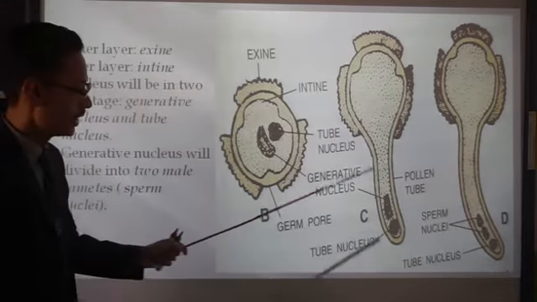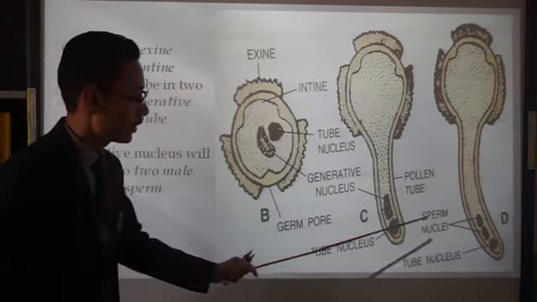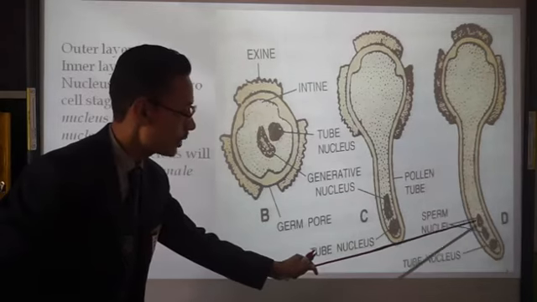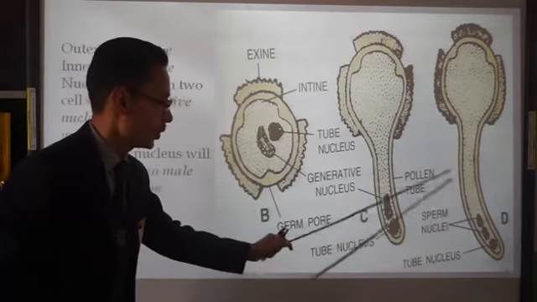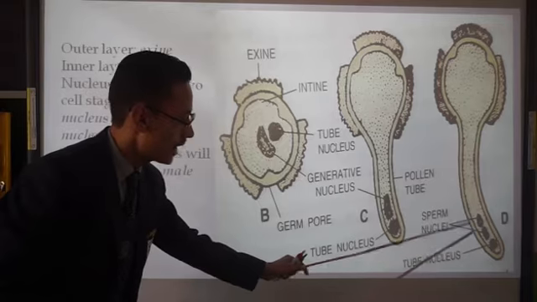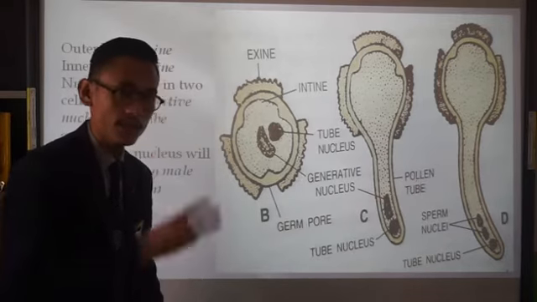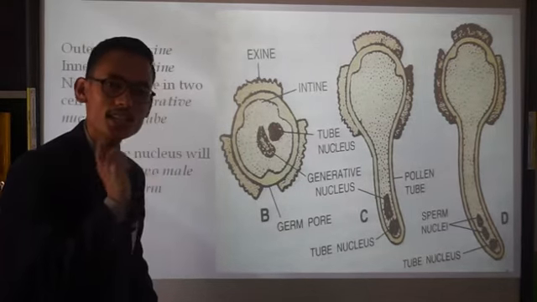Can you see over here? So the generative nucleus will divide to form two sperm nuclei. We also call it male gametes. So at this point we can say that the pollen grains are in three cell stages.